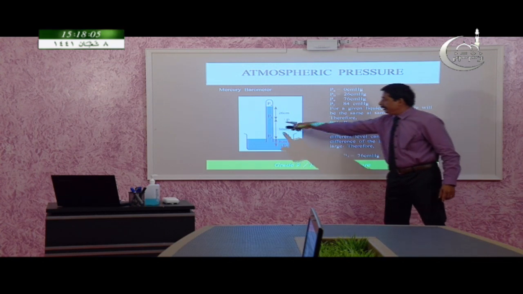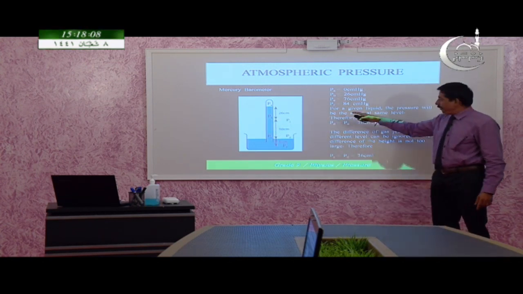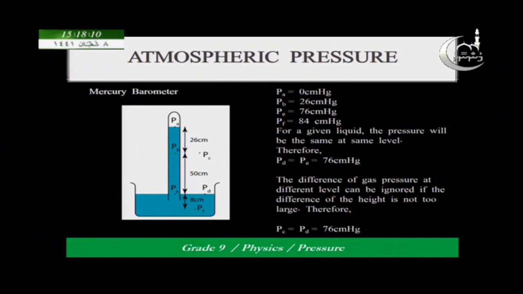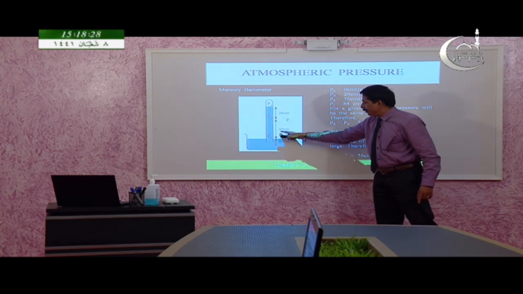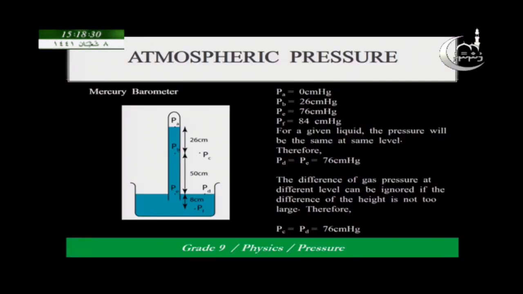If you check the second point PB, PB is 26 centimeter of mercury, because the height from this point to this point is 26 centimeter of mercury. And then PE, I told you this is the balancing point. This height is how much? 26 plus 50 is 76. So the pressure here is 76 centimeter of mercury. So remember, the pressure at A is 0 centimeter of mercury, B is 26 centimeter of mercury, and E is 76.